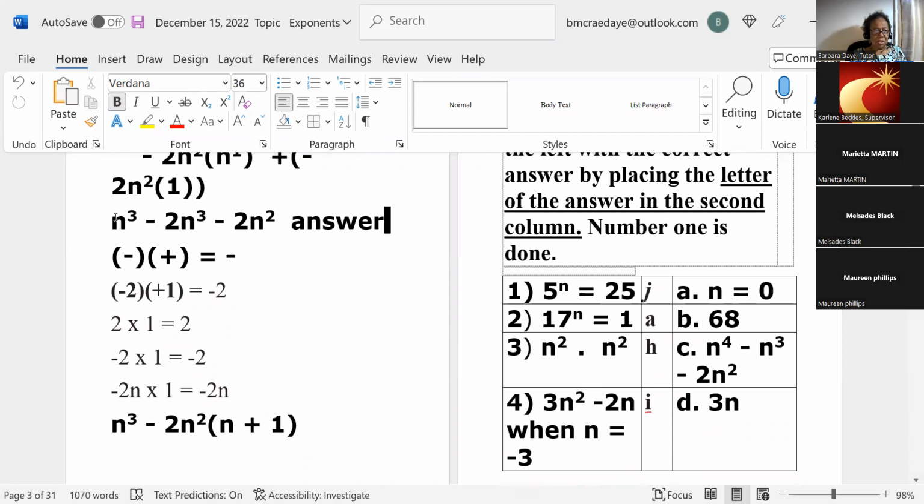Now, n to the third minus 2n to the third. What is that equal to? We've got to combine these terms right here. Which one would that be equal to? What are you talking about? Is D, I see there?